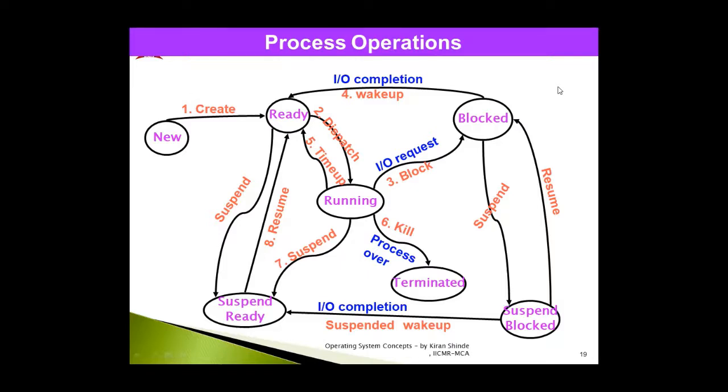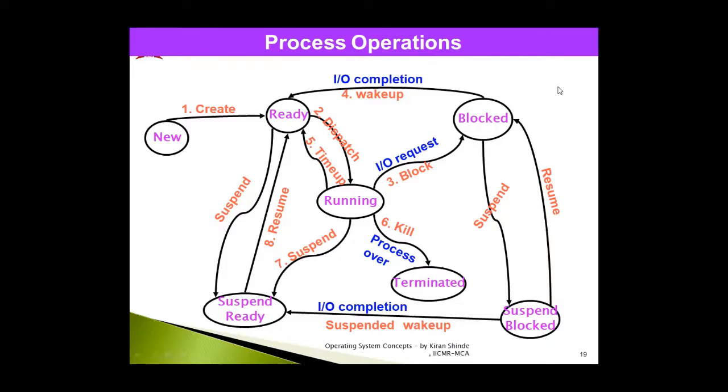After the suspend ready state, if you look at serial number 8, it is the resume operation. It will convey that after the suspend ready state, the process is again getting a chance to get into the ready queue by changing its state from suspend ready to ready state, so that it will again get a chance to be executed by the CPU, right? So resume means what?